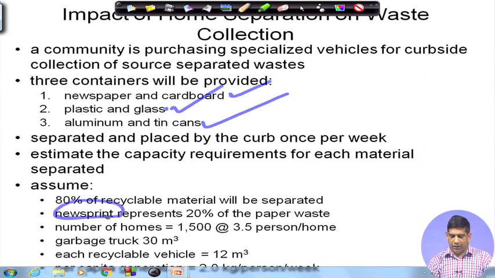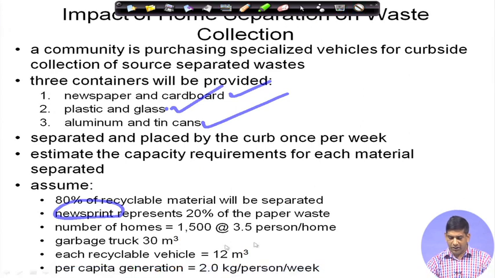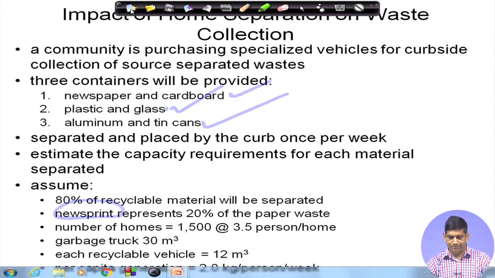Then the number of homes is around 1500, the same as what we had taken earlier. 1500 homes, 3.5 persons per home, garbage truck is 30 meter cube, each recyclable vehicle is 12 meter cube, per capita generation is 2 kg per person per week. And these data can vary. This is just an illustration. These data can vary, so there is no issue associated with that.